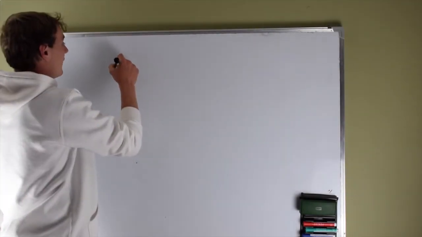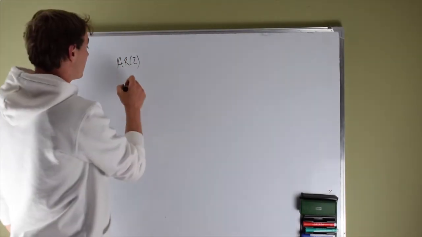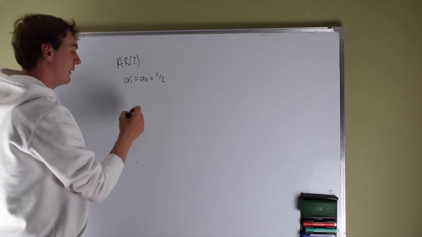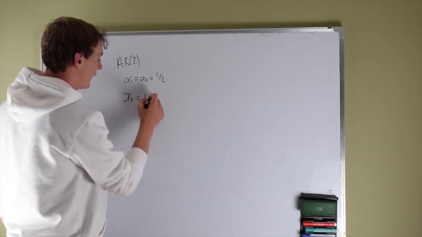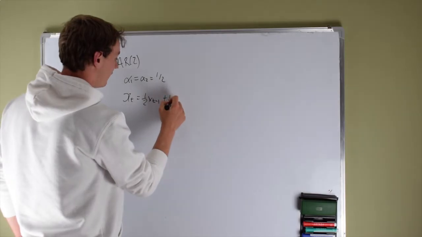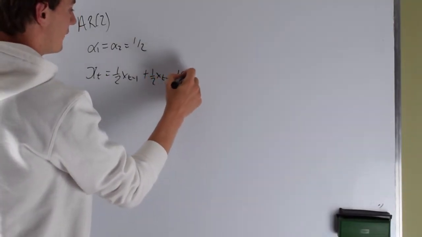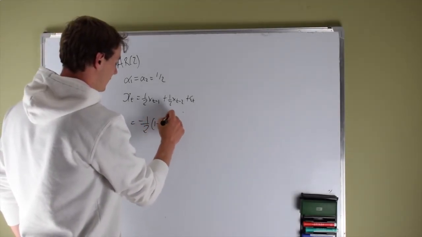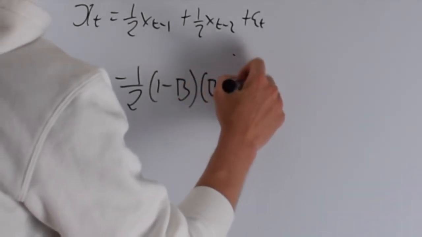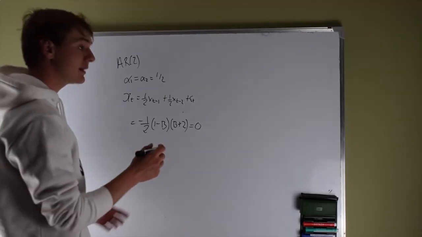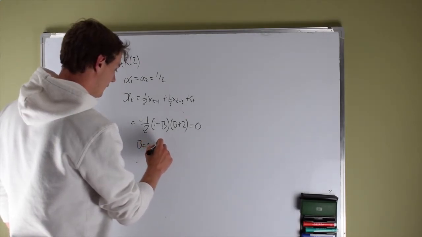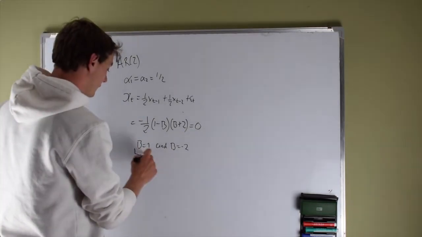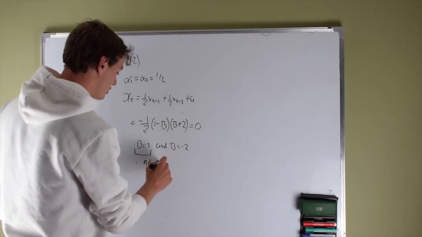Now finally, let's take a look at AR(2) models. Let's say that alpha_1 equals alpha_2, which is a half in this example. So we're going to let x_t equal a half x_{t-1} plus a half x_{t-2} plus the error term. So our characteristic equation becomes minus a half times (1 minus B) times (B plus 2), setting this equal to 0. This gives us that B equals 1 and also B equals minus 2. However, since we have a 1, it is not stationary.